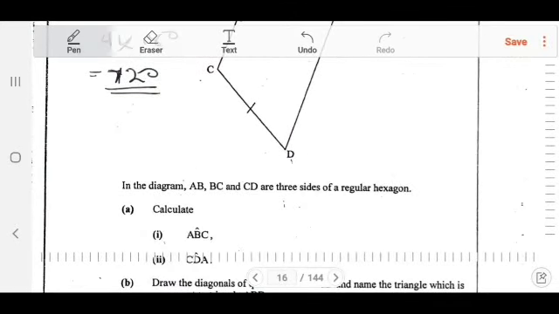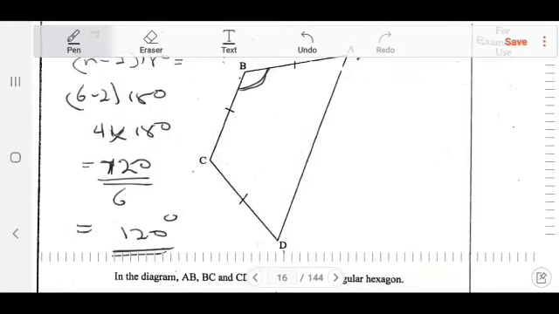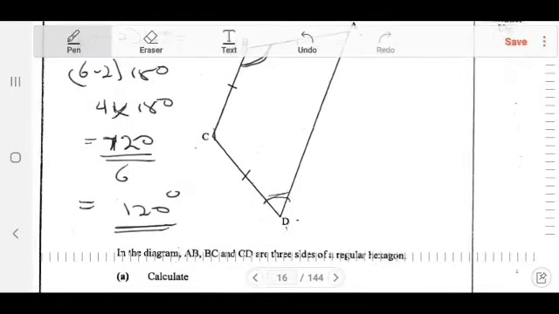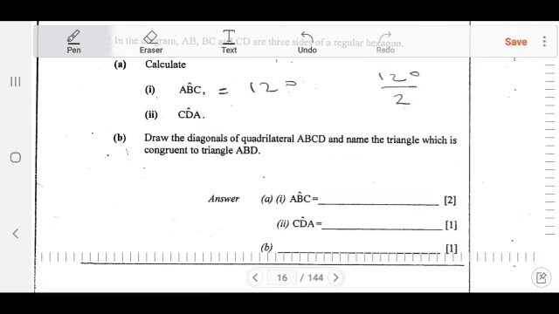So if we divide that 720 by 6, we are going to get 120 degrees, which is the angle for one, which is here, 120. Then we want to calculate CDA. This one here. Okay, this one we can see that it is half of these ones. So it's half of 120. So 120 over 2 gives us 60. So this one is 60 degrees.